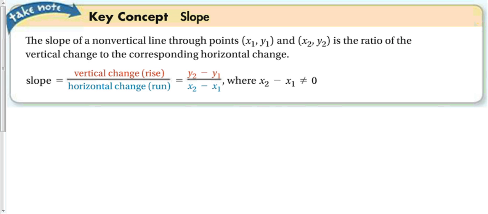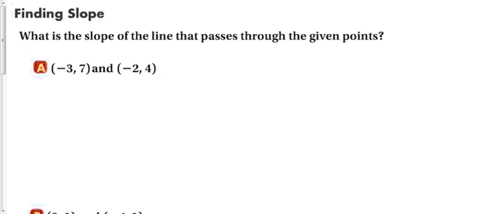The slope is equal to rise over run, right? The slope of a non-vertical line through points x1, y1, x2, y2 is the ratio of vertical change to the corresponding horizontal change. So we have rise over run, okay? Vertical change over horizontal change. y2 minus y1 over x2 minus x1. And most commonly, this is referred to as slope, and we would use the abbreviation m most often, especially when we get to slope-intercept form in a few minutes. Okay? So let's practice finding the slope.